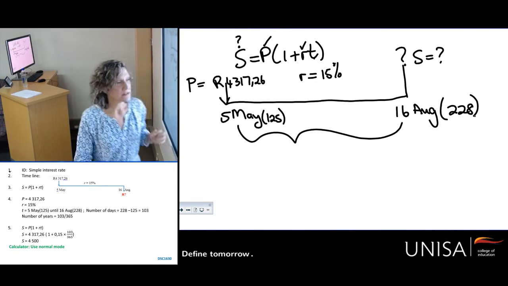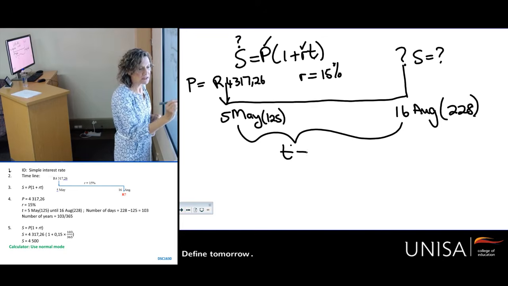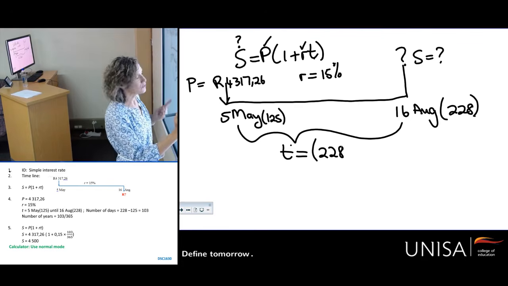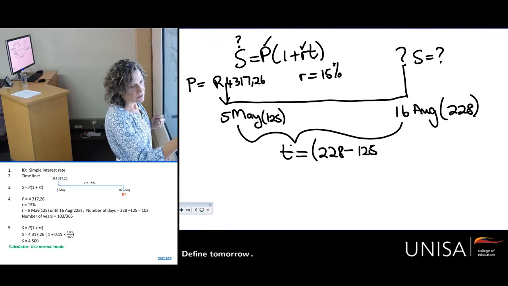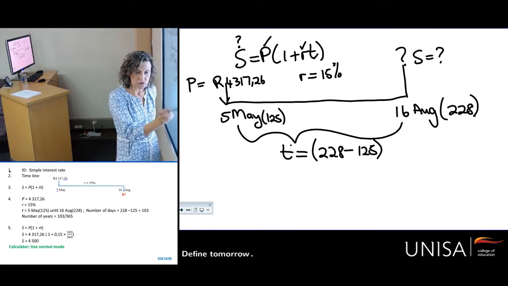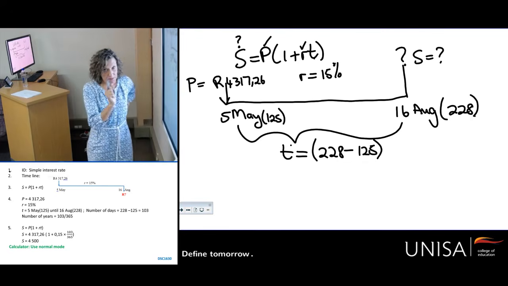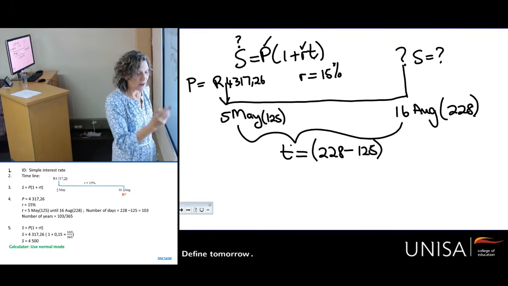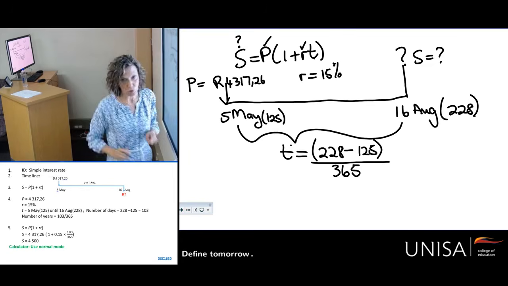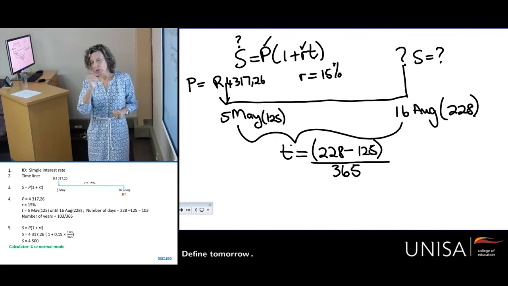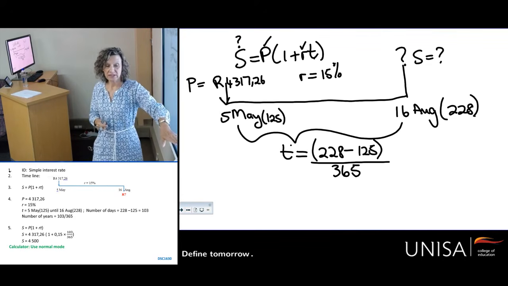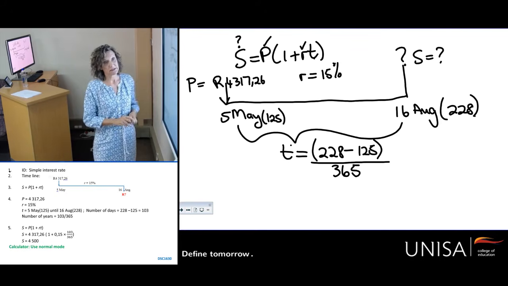228. Right, so how do I get the value of T? The value of T will then be the difference between 228 and 125, right? But that will give me days. Can I just use T equals days? No, remember what I said, it must be in years. So what do we need to divide by? We need to divide by 365, the number of days in one year. Remember previously, when we had months, we divided by the number of months in a year, which is 12. In this instance, we've got days, so we divide by 365.